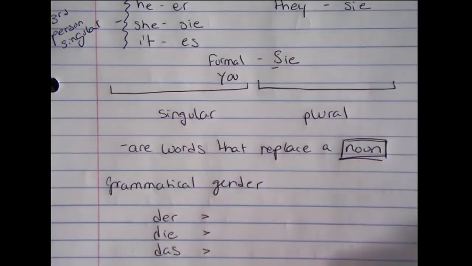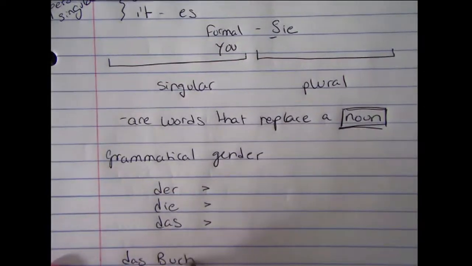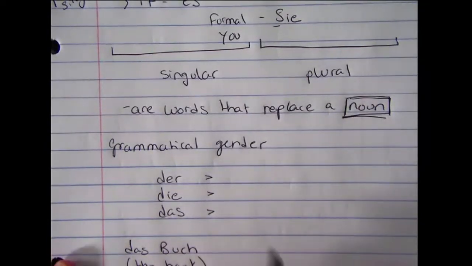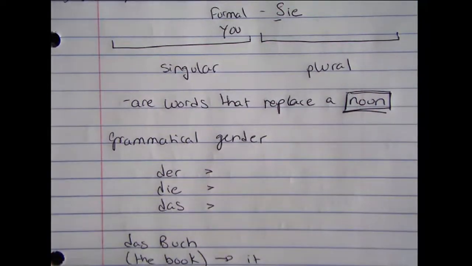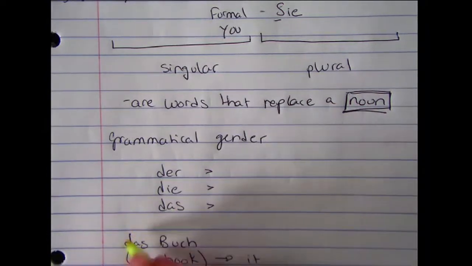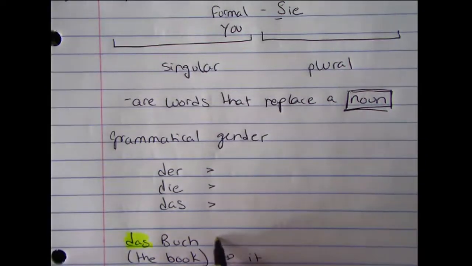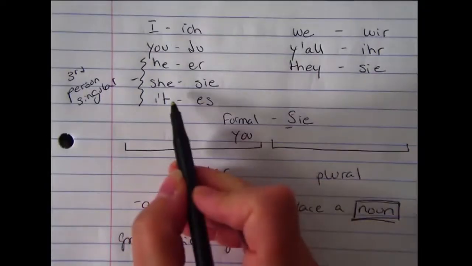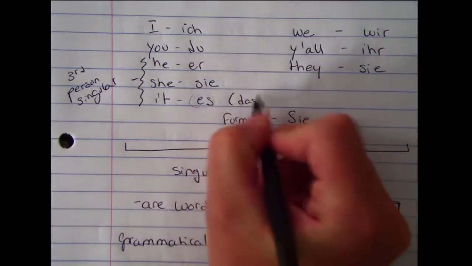So if I have something like das Buch, the book, so this means the book. In English I would just say it to that. That is pretty straightforward. In German I have to look at the grammatical gender. So in this case my grammatical gender is das, which is neuter, and that is even in German going to be es. So when you're looking at the top, something that is das is going to correspond with your es. So I'm going to write that behind there. Add that to your notes.